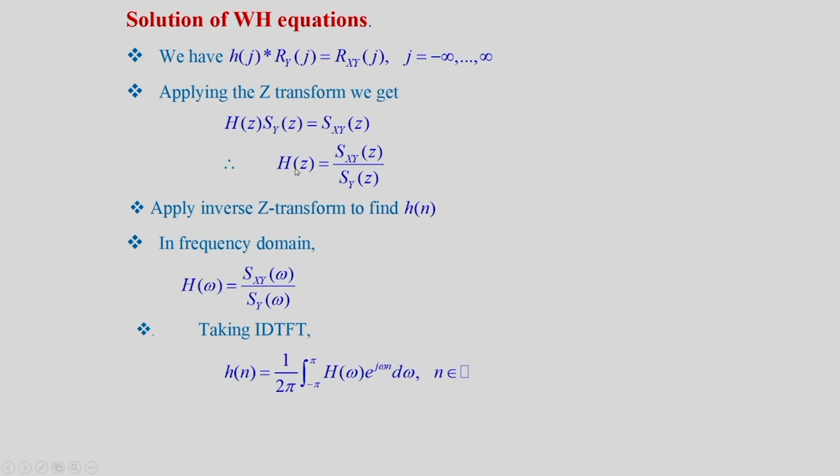Therefore, we have found H(z), and we can apply inverse Z transform to find the h(n) sequence. In the frequency domain, we can write H(omega) is equal to S_xy(omega) divided by S_y(omega). In terms of omega, we can write like this. Taking the inverse DTFT, we get h(n) is equal to 1 by 2 pi integration minus pi to pi H(omega) e to the power j omega n d omega, where n belongs to Z. So, for all integers, we can find out the filter coefficients. So, we have found out the filter coefficients corresponding to the non-causal IIR Wiener filter.